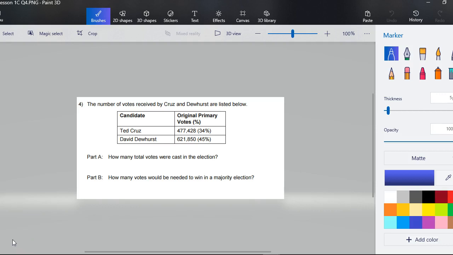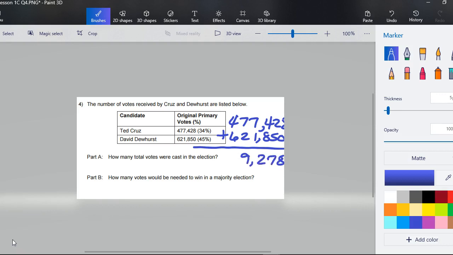This is an answer many students will get incorrect, but most of the time everyone does start by saying, well, if there were 447,428 who voted for Cruz, and then 621,850 who voted for Dewhurst, when you add these numbers together, many students will say 1,099,278 are the total number of votes cast.